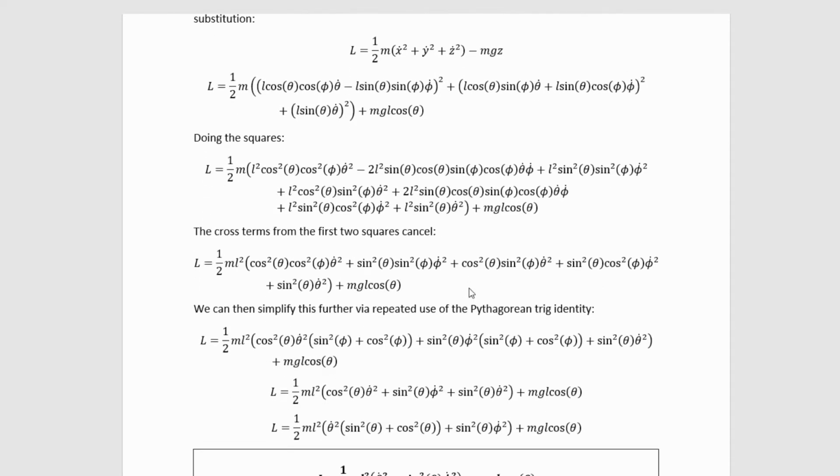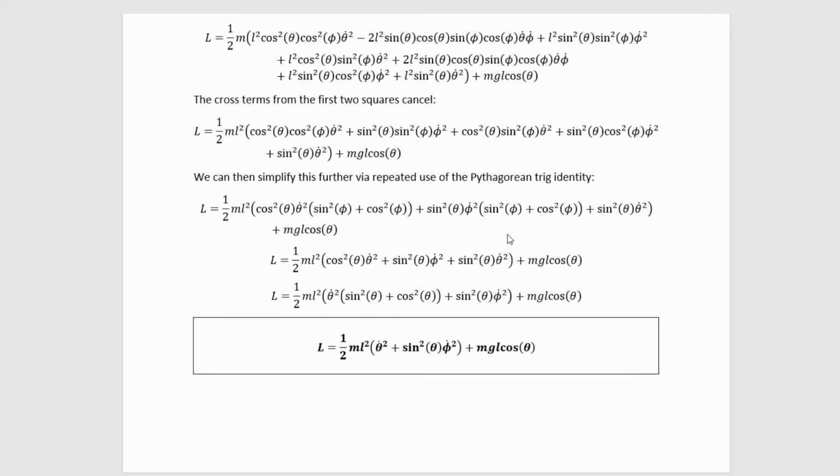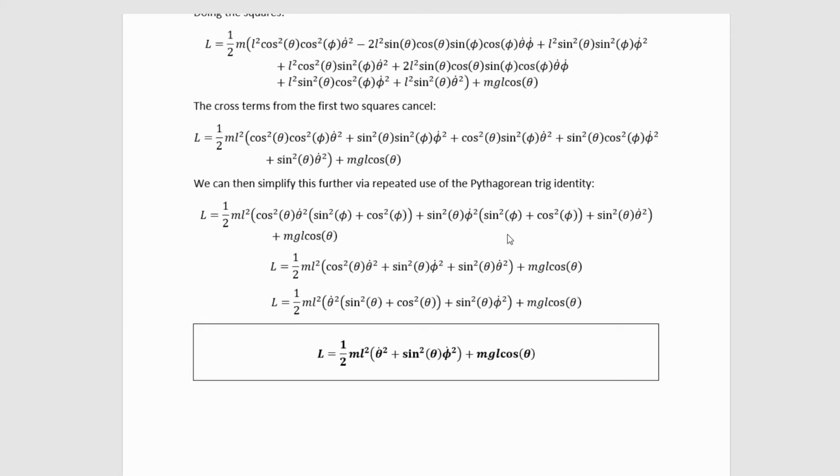Now, the first thing we can do to simplify it is recognize that the cross terms from the first two squares cancel each other. That gets us to this. Now, the next bit of simplification is quite easy. It's just a matter of using the Pythagorean trig identity repeatedly.